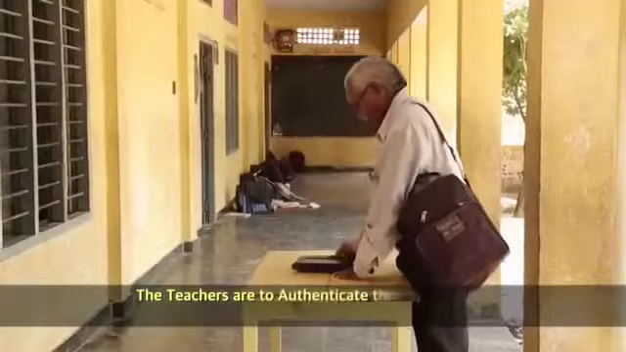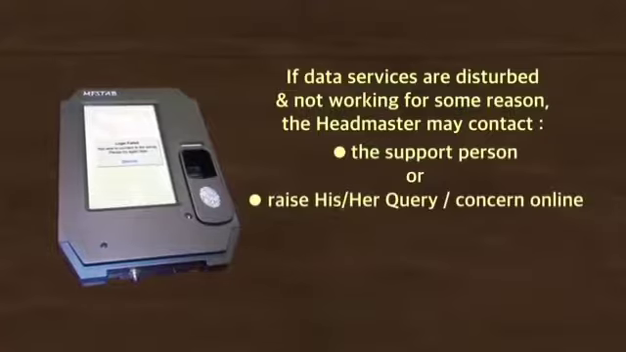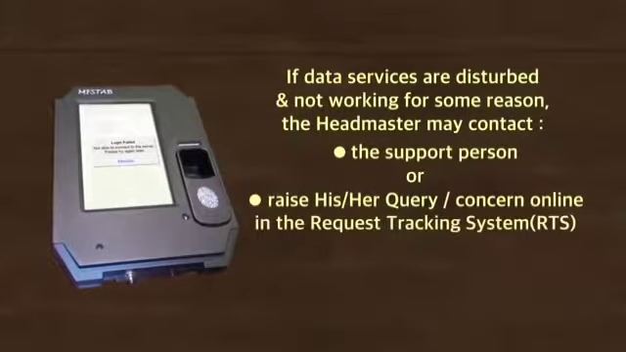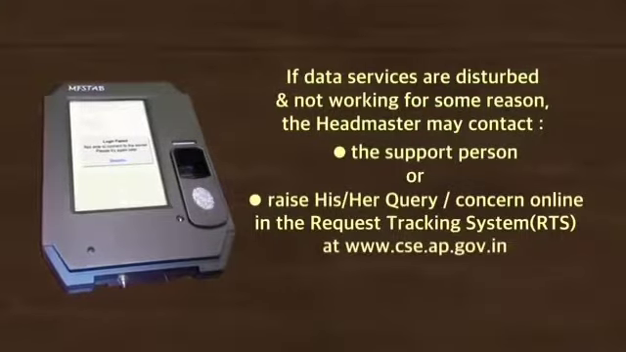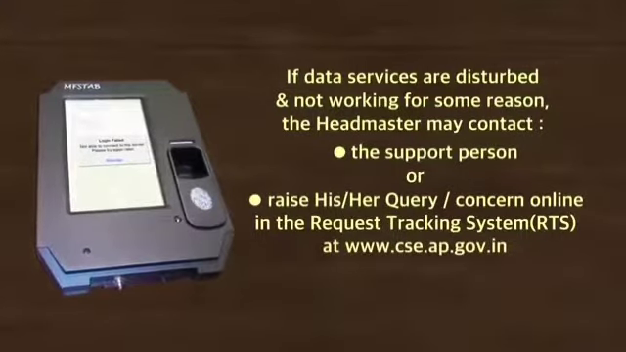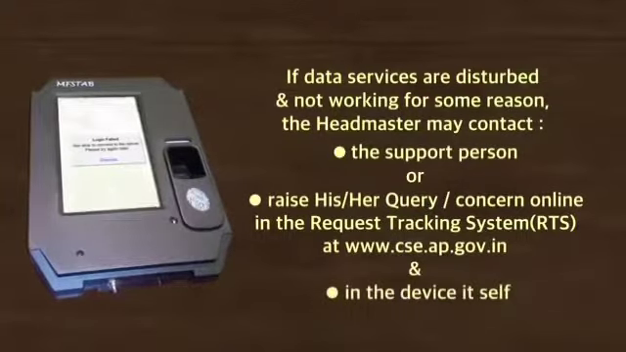The existing physical attendance system may also be continued till the eHazir system stabilizes. If data services are disturbed and not working for some reason, the headmaster may contact the support person or raise his or her query or concern online in the request tracking system RTS at www.cse.ap.gov.in and in the device itself.